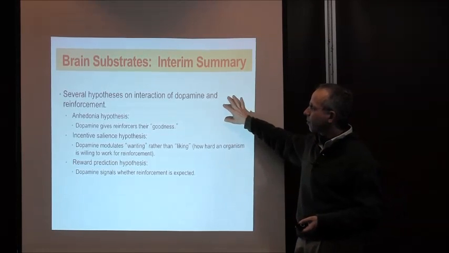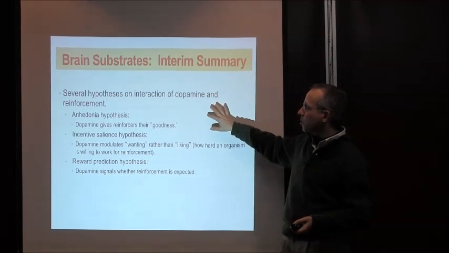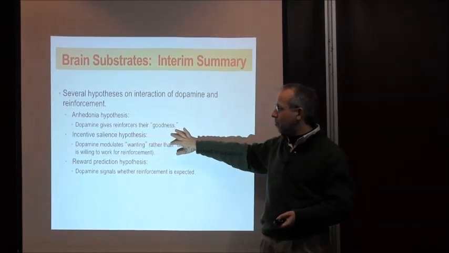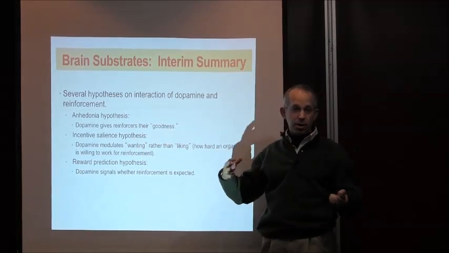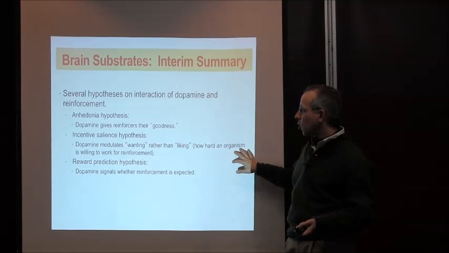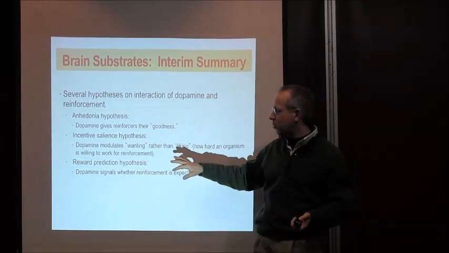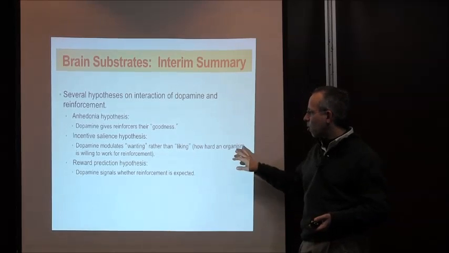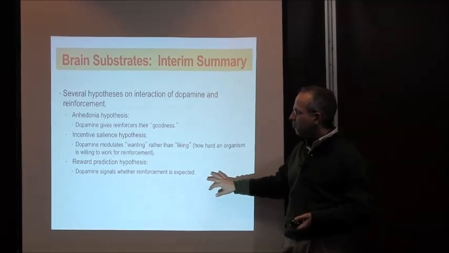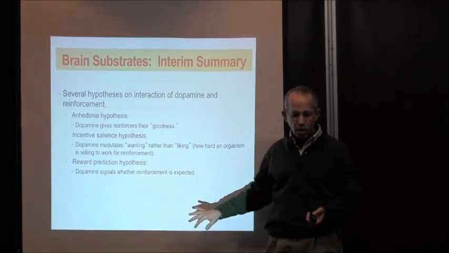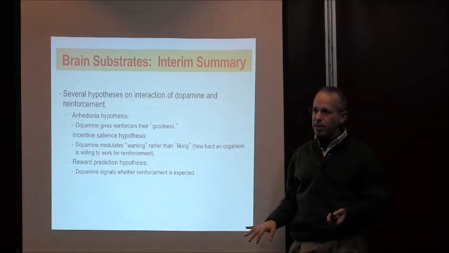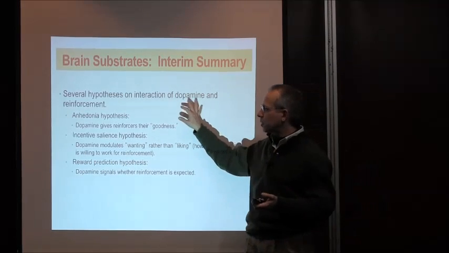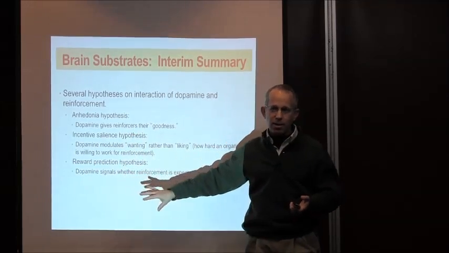And there are a variety of hypotheses on the interaction of dopamine and reinforcement. There's the anhedonia hypothesis that dopamine gives reinforcers their goodness. There's the incentive salience hypothesis, which is that dopamine modulates wanting rather than liking. That is, how hard an organism is willing to work. And a reward prediction hypothesis that dopamine signals whether reward is unexpected. And these are all different theoretical descriptions that one can read about in more detail.